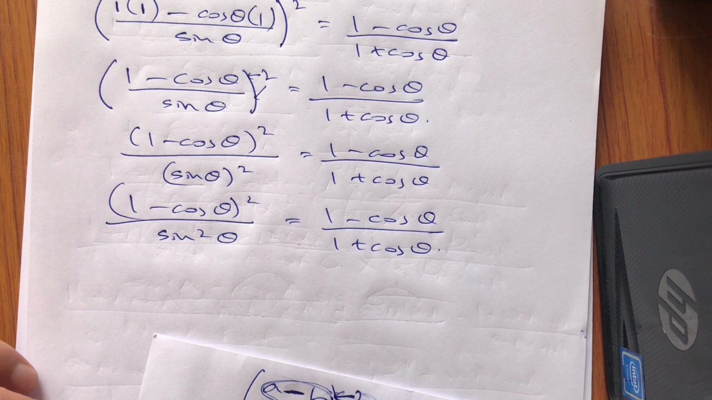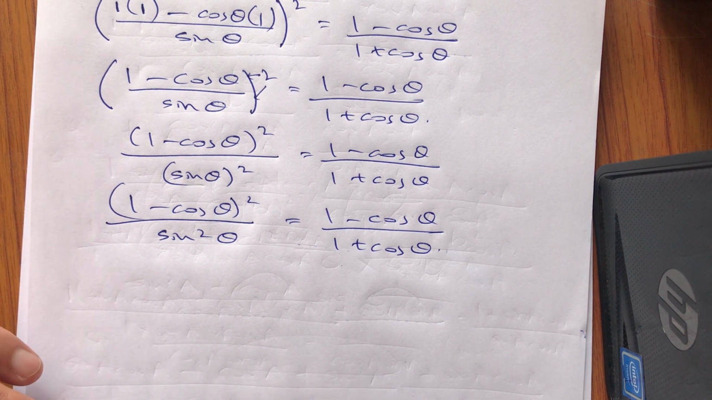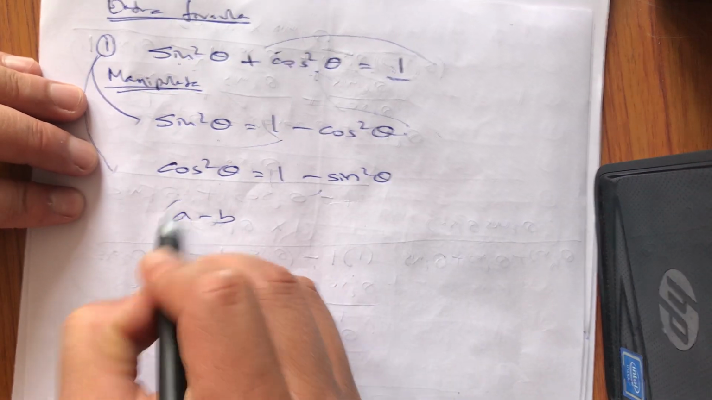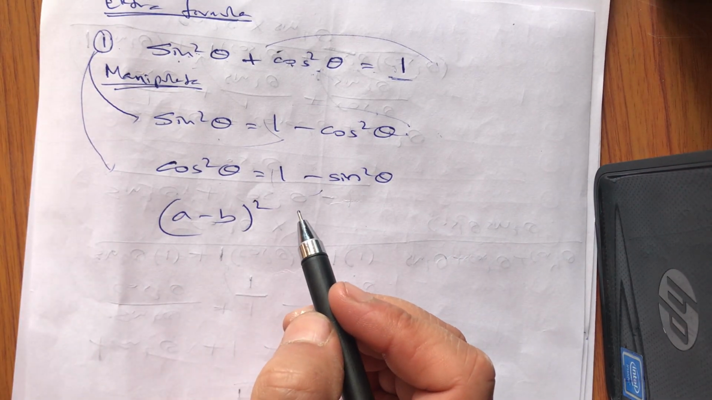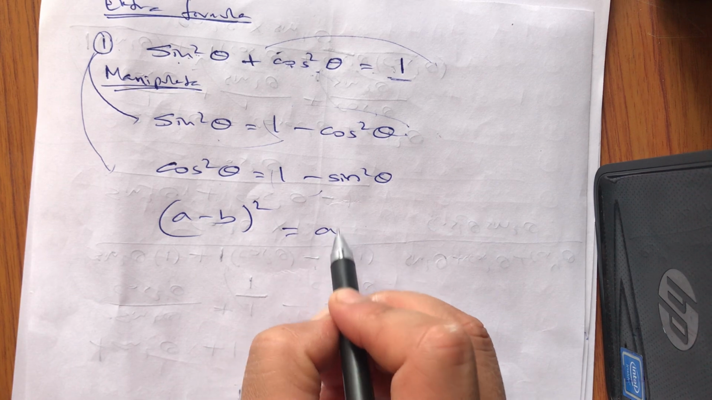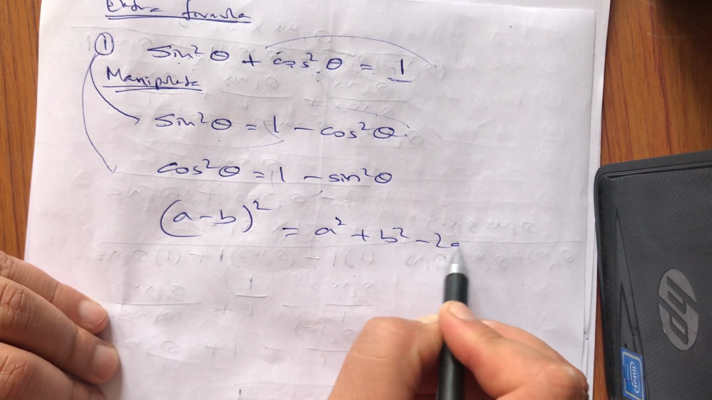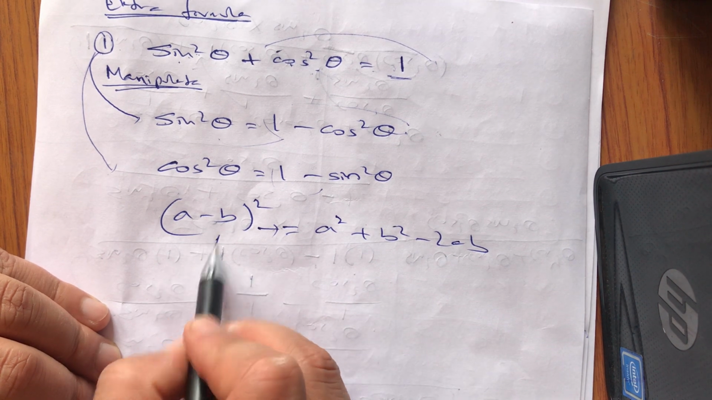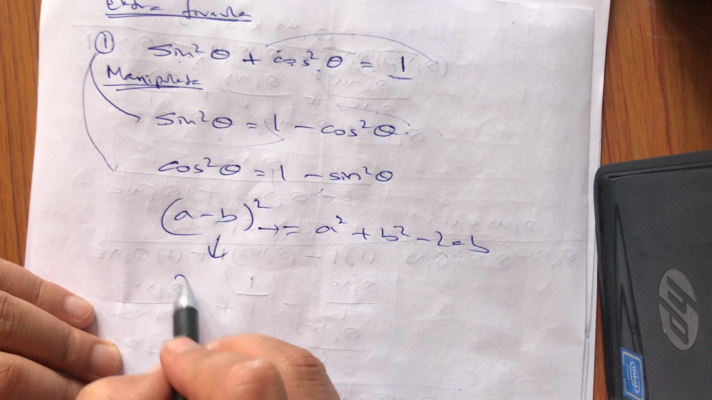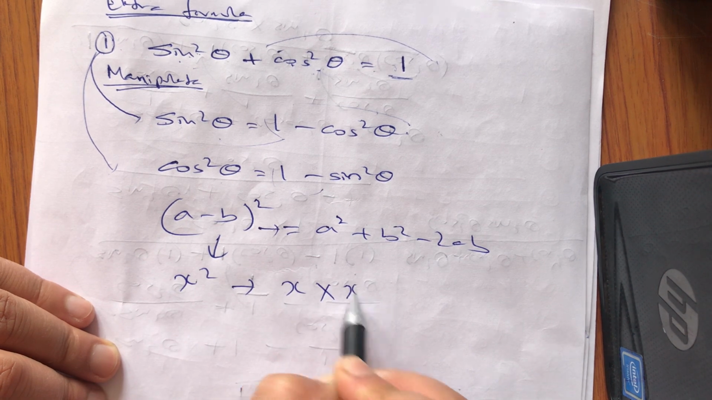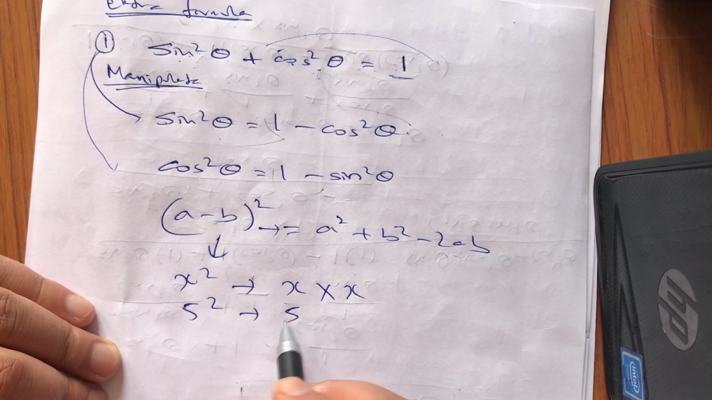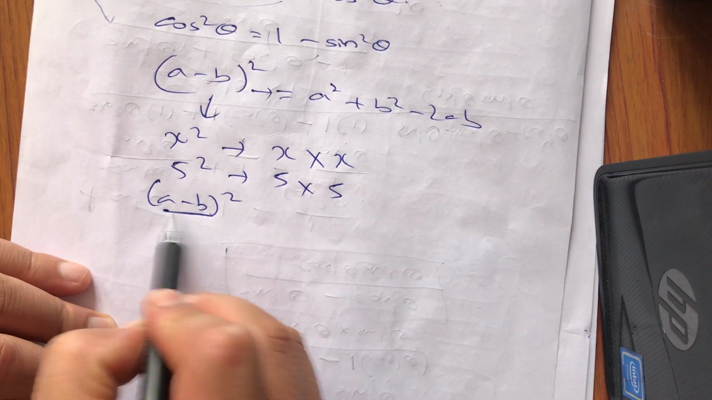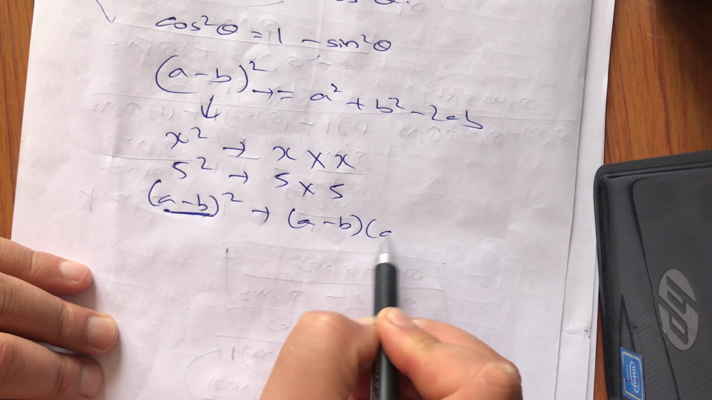The other important thing: if I have a minus b whole square, I can apply the formula. Normally what we do is write it as a square plus b squared minus 2ab. But in trigonometry, we do not write it in this form. The other way of writing this is just like x square, I can write it as x into x; 5 square, I can write it as 5 into 5. Similarly, if I have a minus b square, it means the same thing. I can write it twice.